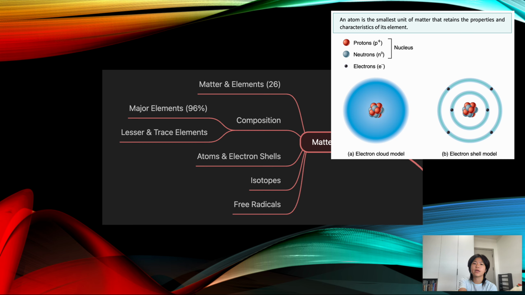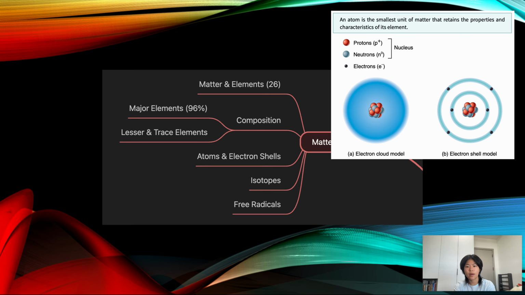Then we have what is a molecule, which is when two or more atoms combine together. They do not necessarily have to be of the same element. They can be of the same element or a different element. For example, O2, oxygen, is called a molecule. But we can also have things like H2O, like water. They are also called molecules. So it's made of 2 or more atoms.